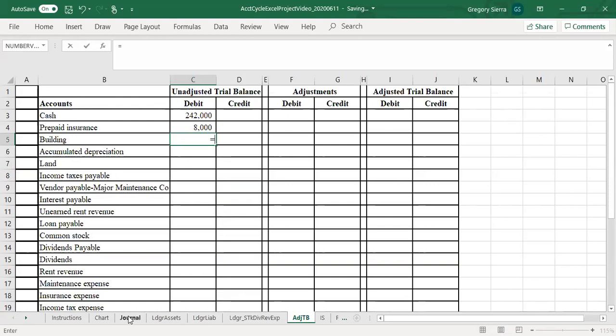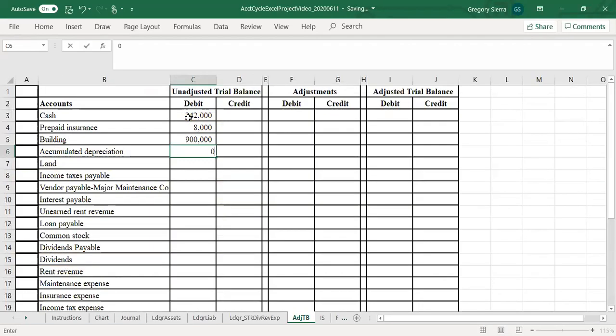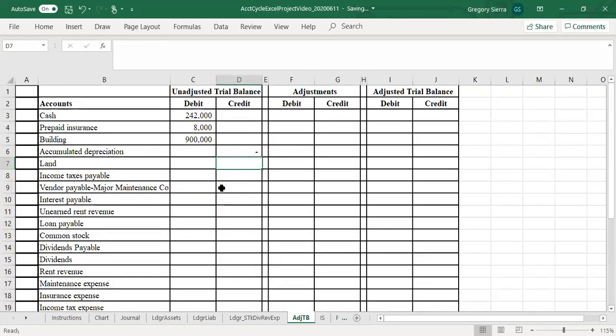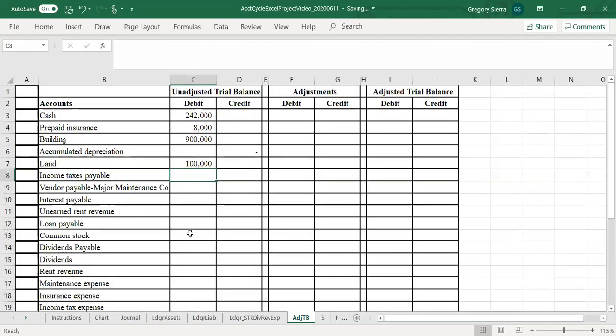The building is in right here. That doesn't get adjusted, so that's fine. Now, accumulated depreciation, it's a contra asset. So it's up here with the assets, but it has a credit balance. So we're going to point to there. Land is just an asset with a normal debit balance. It does not get depreciated.